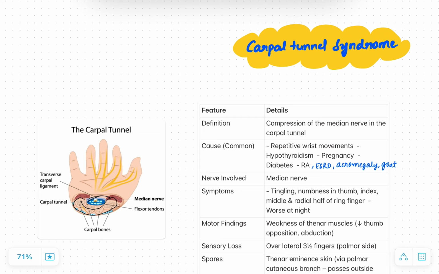So it forms a tunnel. Inside this tunnel pass the flexor tendons and the median nerve. So whenever there is compression of the median nerve inside this tunnel, it is called carpal tunnel syndrome.